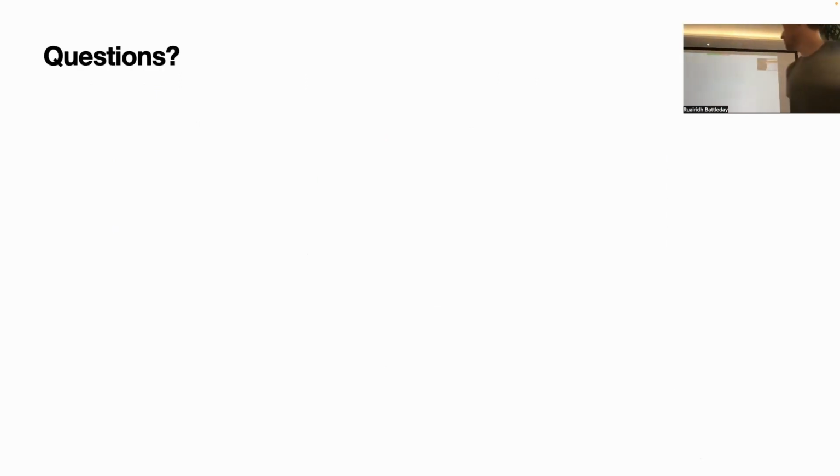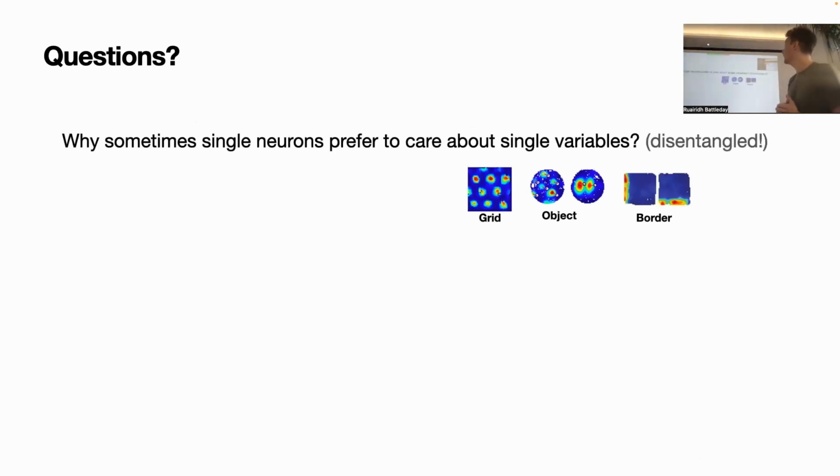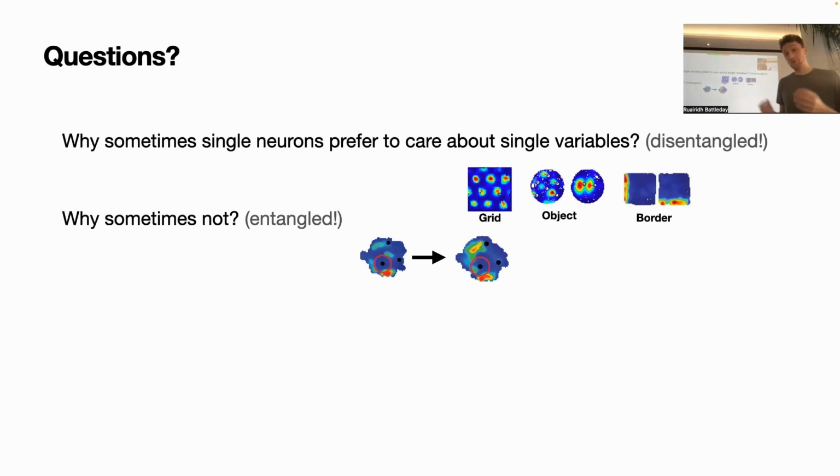Okay, but this whole background I've given you raises a set of puzzles. The first one is why sometimes do these single neurons care about single variables, like these cells that just care about grid cells, or the cells that just care about objects. And why do we sometimes not? Why do we sometimes get this entangled situation like before?